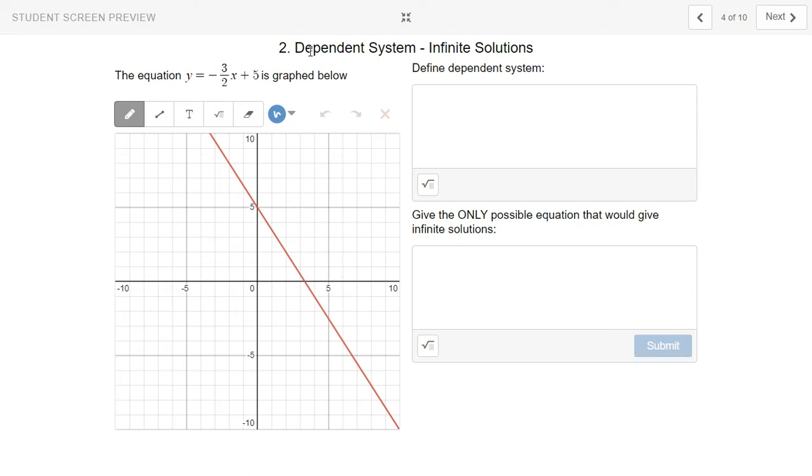Now, we have dependent systems. When I talk about a dependent system, it would mean it has a solution. There are two different ways that we can have a solution. We could have infinitely many solutions, or we could have just one solution. Right here, we have the equation y is equal to negative 3 over 2x plus 5 graphed below. A dependent system is a system where a solution exists.